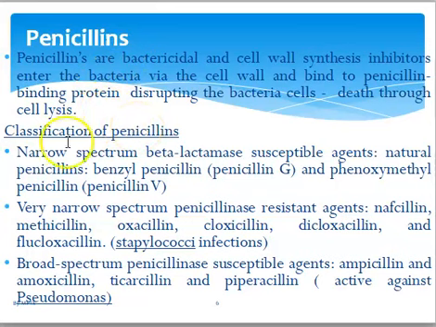Now, how do we classify penicillins? One is narrow spectrum beta-lactamase susceptible agents. Most of us always stop at narrow spectrum, extended spectrum, broad spectrum, but what is that? Examples are the natural ones: penicillin G, also phenoxymethyl penicillin, or what we call penicillin V. Then very narrow penicillinase-resistant or beta-lactamase resistant agents: nafcillin, oxacillin, cloxacillin, flucloxacillin, which are useful in staph infection.